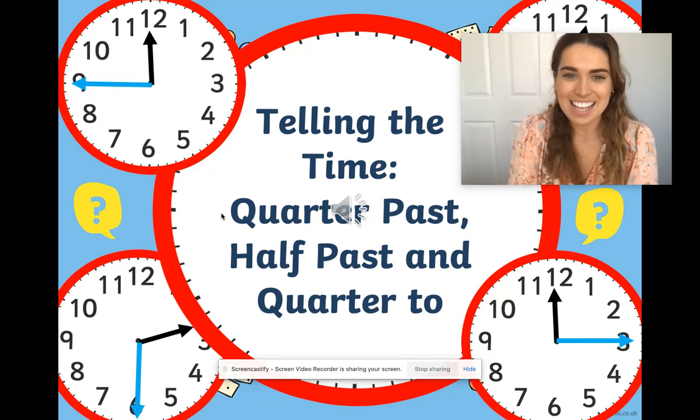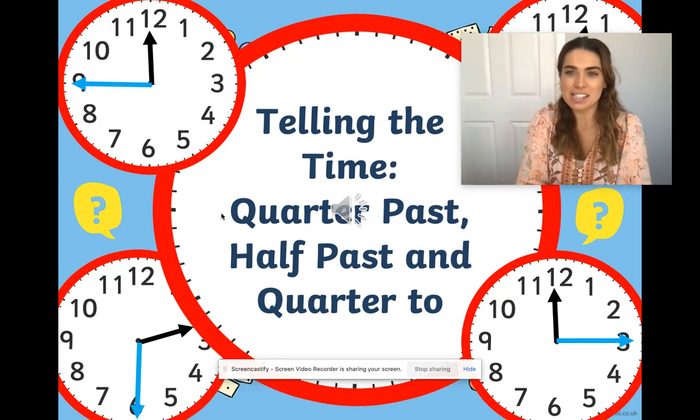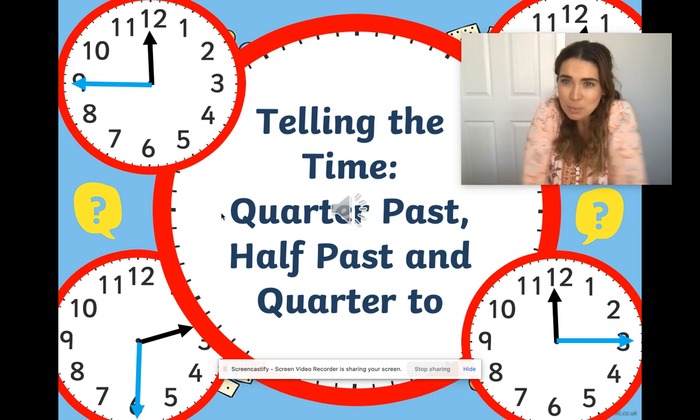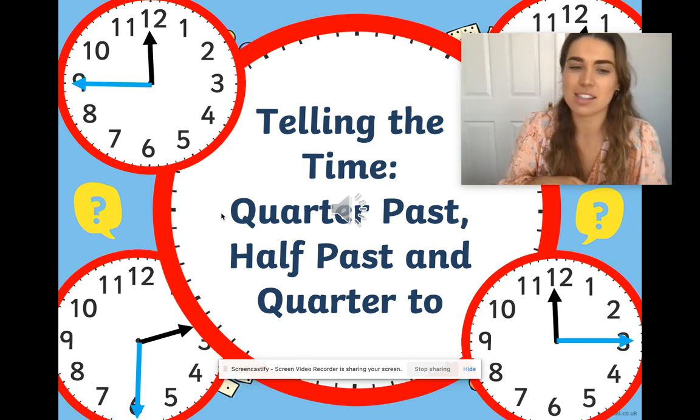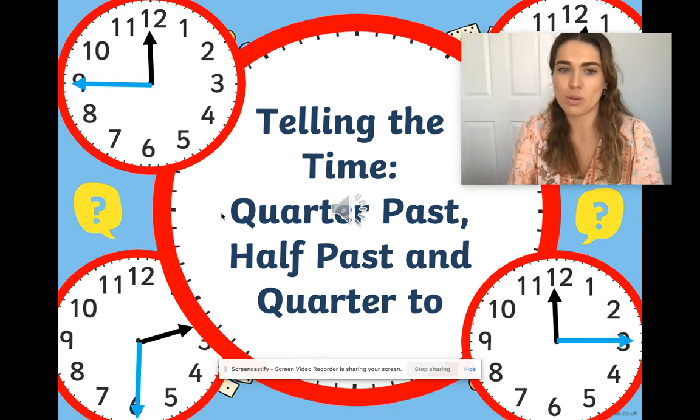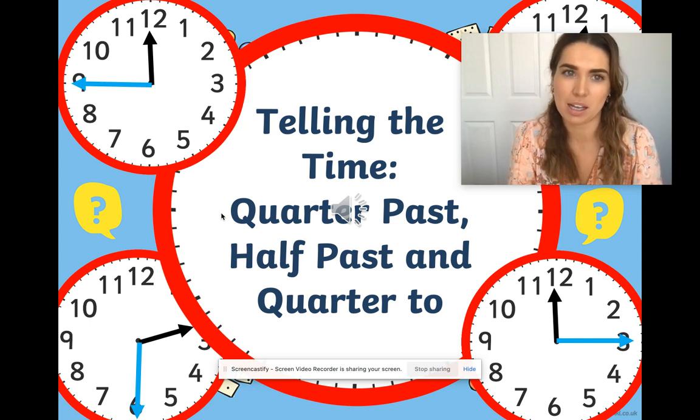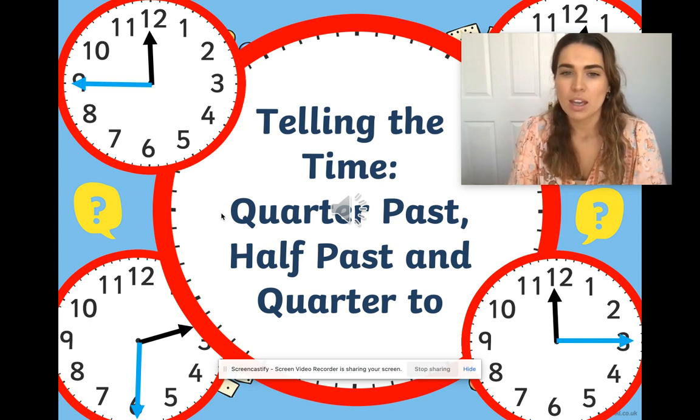Hi, Yuan. Last lesson we worked on our half past times. Remember, that's when the long hand is pointing all the way down to the 6 at the bottom of the clock. And we can also call it 30 minutes past the hour.